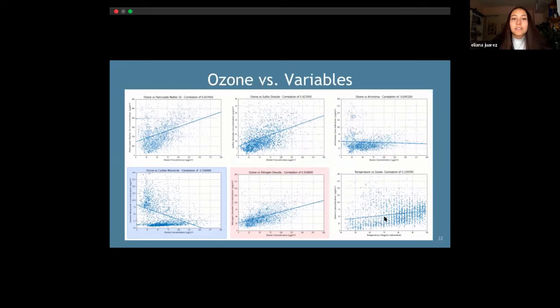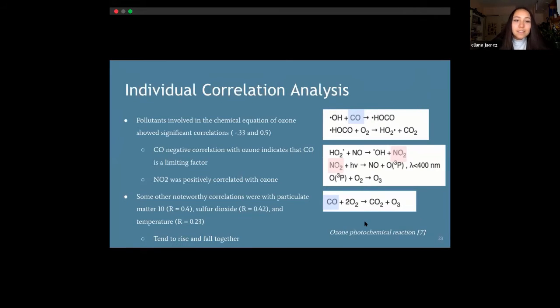Next, we decided to actually plot these relationships. So we started out by making scatter plots of ozone against the other variables we were considering for our model. We've highlighted the ones that are involved in the chemical reaction, but as you can see, some relationships were stronger than others. Some were positive, some were negative. Some more analysis of this.